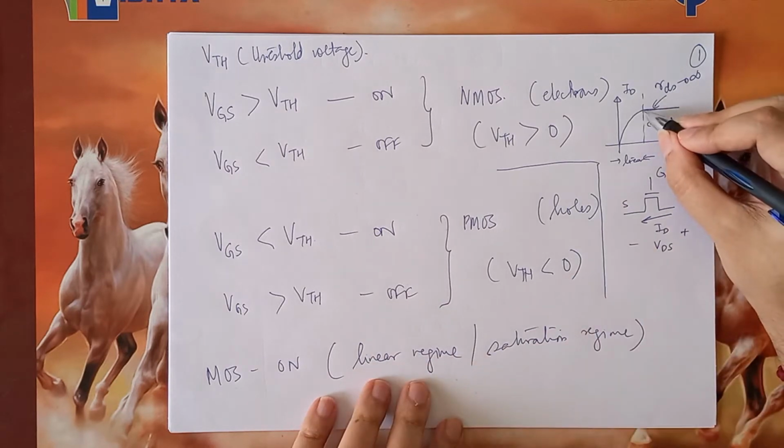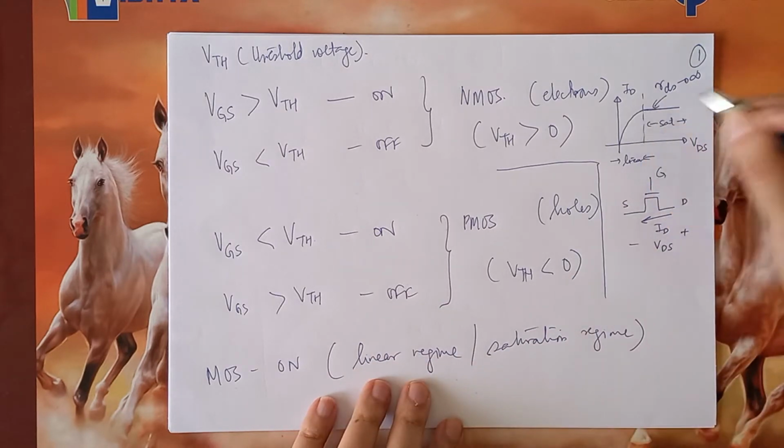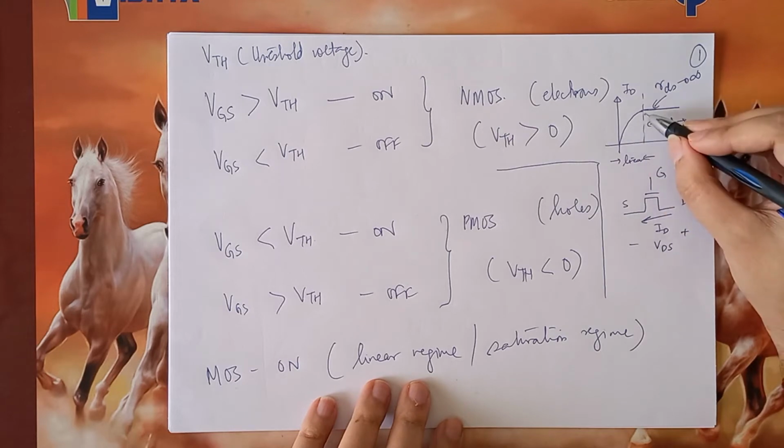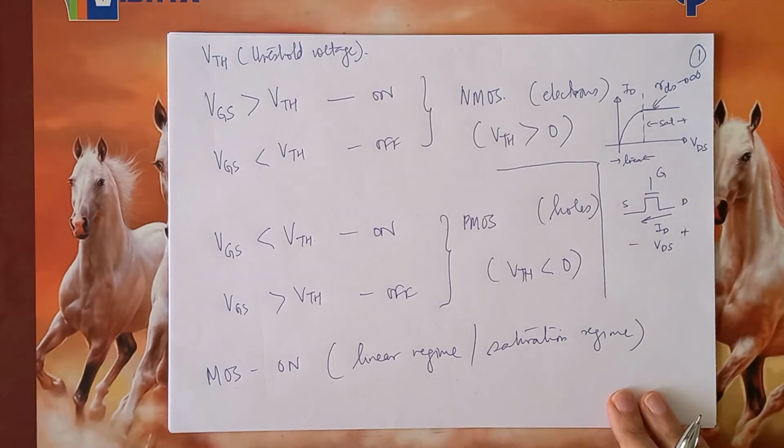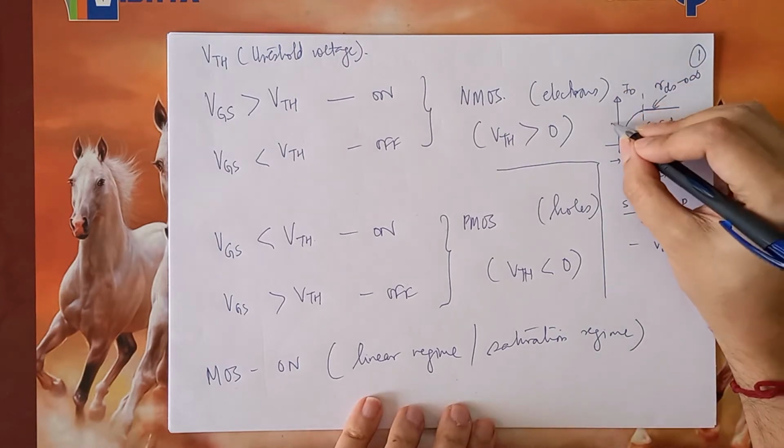Now you will see that when it is in the linear region, the RDS is finite.